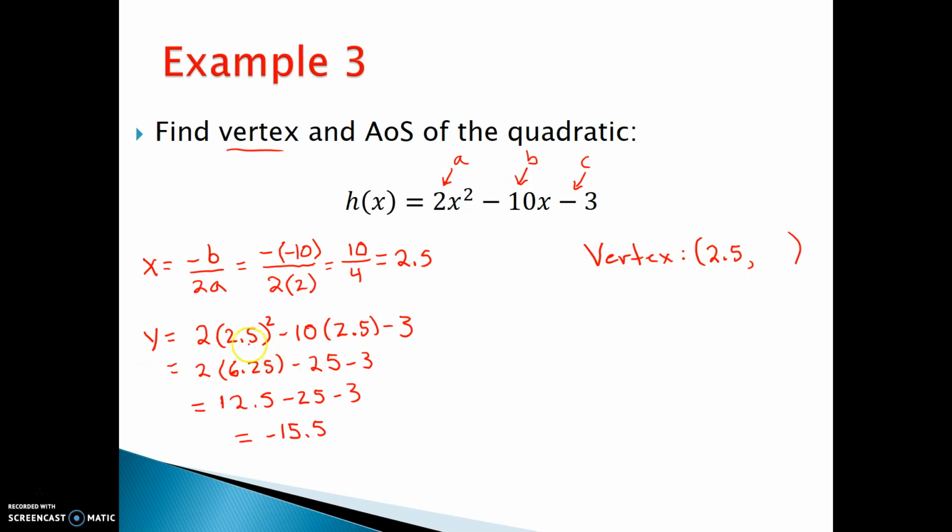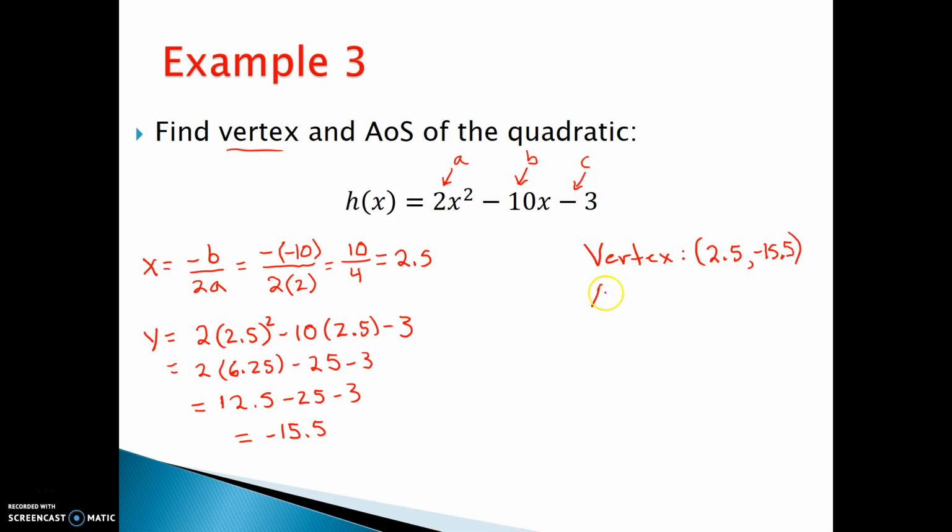Again, I used my calculator. I did 2.5 times 2.5, which gave me 6.25, and then 10 times 2.5 is minus 25 here. 2 times 6.25 gave me 12.5, and if you keep simplifying, you end up with negative 15.5, which is going to be the y value of my vertex. Negative 15.5.